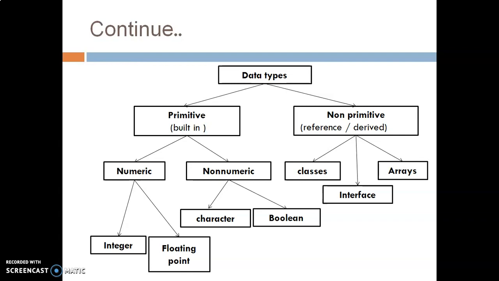Now about the non-primitive. Non-primitive is again divided into three parts: classes, interface and arrays. We will talk about the interface whenever we come to that topic. You might already know about classes, as in my earlier video I talked about the class. It is a user defined data type. These are the three categories of non-primitive data types.